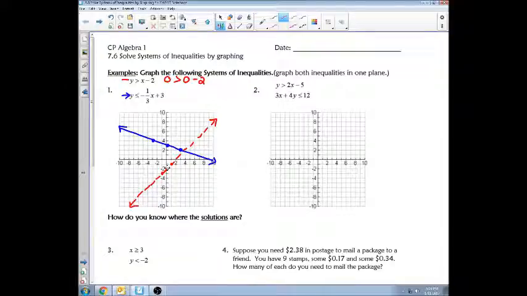Well, I have 0 then is greater than negative 2, which is true, which means I'm going to shade up towards 0, 0. Now, I don't want to completely shade that yet. I'll show you why in 1 second. I'm going to draw those arrows so I know which direction I want to shade.